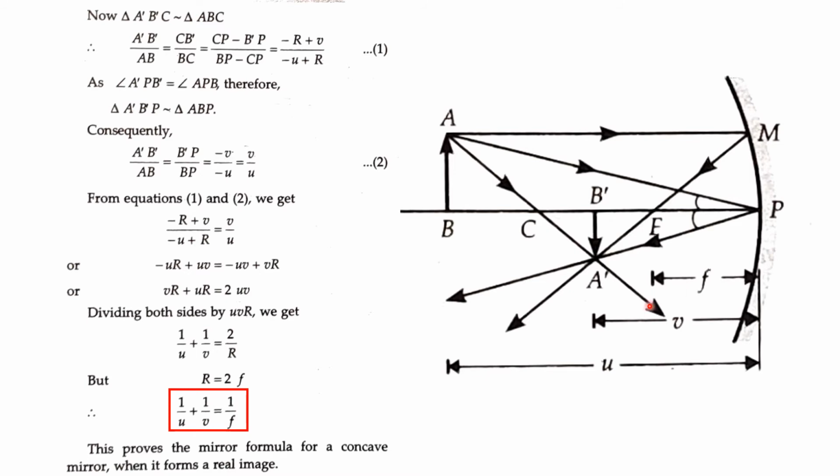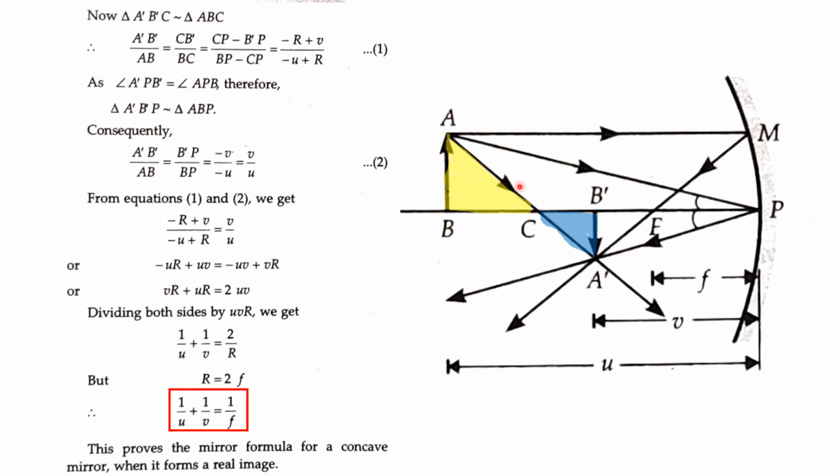So after defining your object distance, your image distance and your focal length, now we will try to derive a relation between these three physical quantities. First, consider two triangles, triangle ABC and triangle A dash B dash C. Now both are similar to each other, isn't it?